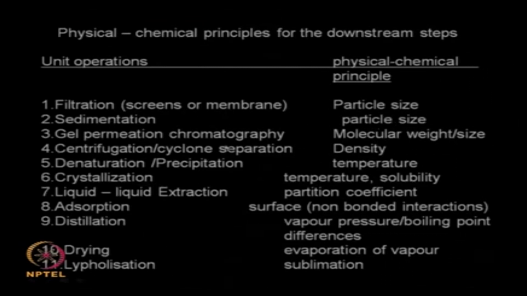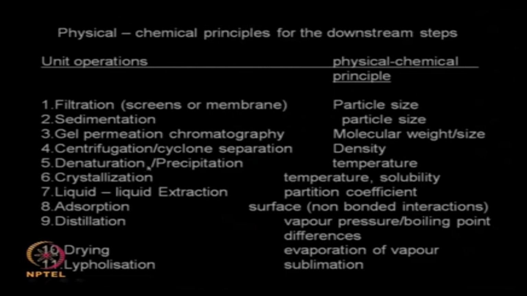Now, let us look at something called gel permeation chromatography. This depends upon the molecular weight of the various components present. So, larger molecular weights get separated from smaller molecular weights, larger sizes get separated from smaller sizes. So, gel permeation chromatography is based on this concept. Let us look at centrifugation or cyclone separation, that is based on density. The density difference drives the operation.